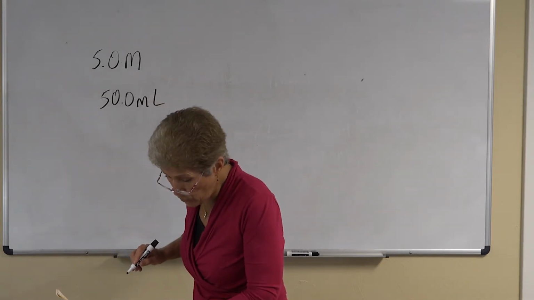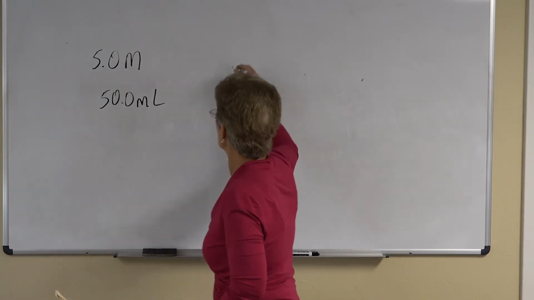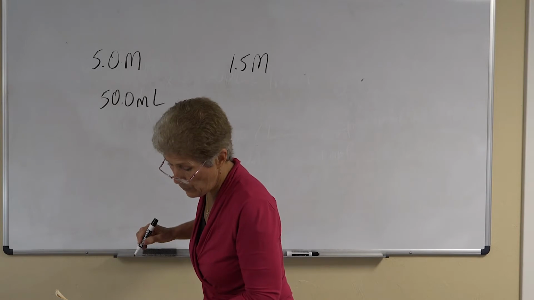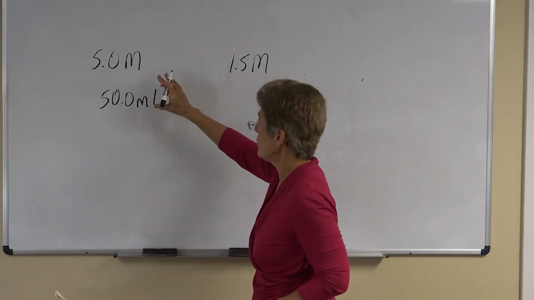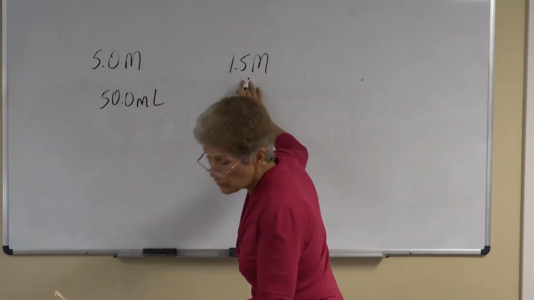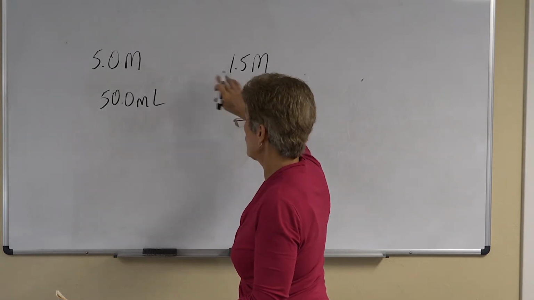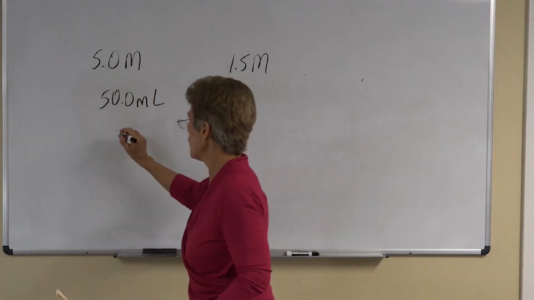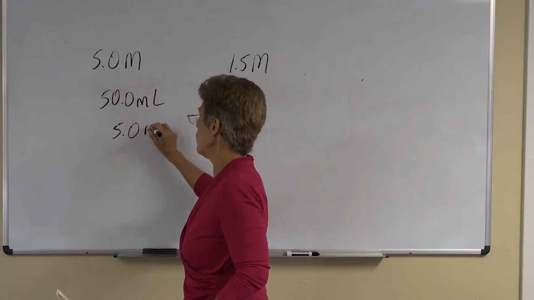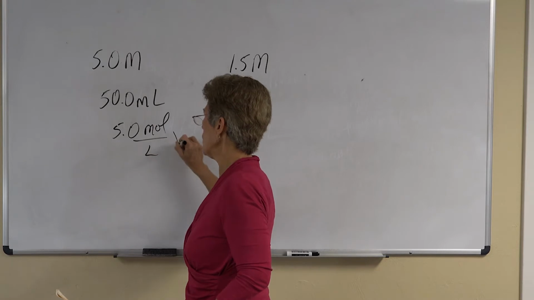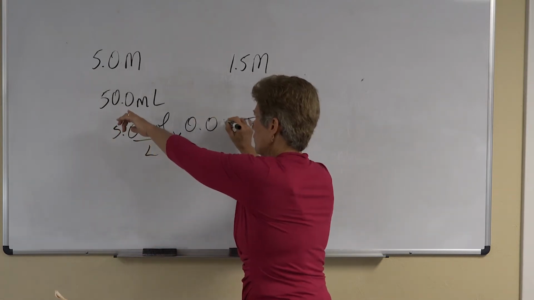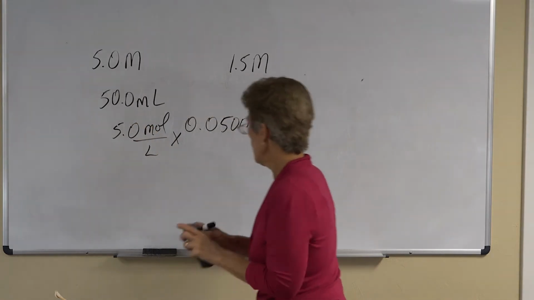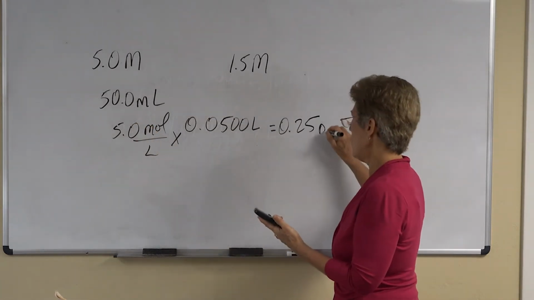And a student wants to use it to make a 1.5 molar solution. So we want to know what volume of this we have to use to make this. All right, so let's go to the moles. We have 5.0 moles per liter times, we're going to make this liters. Three significant figures. Okay, so that's going to give us moles.